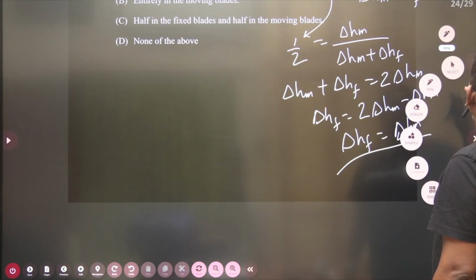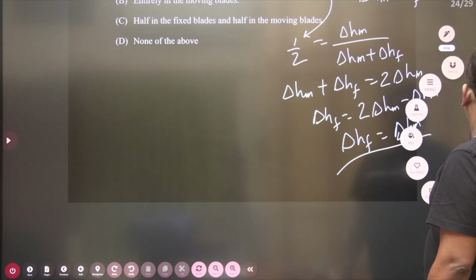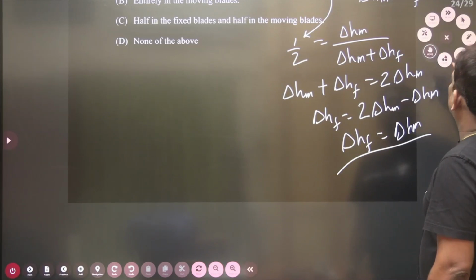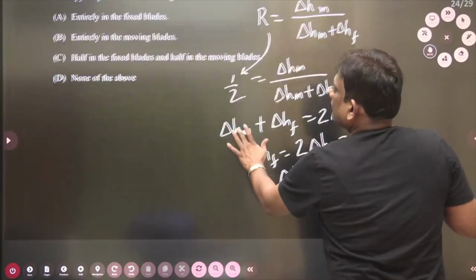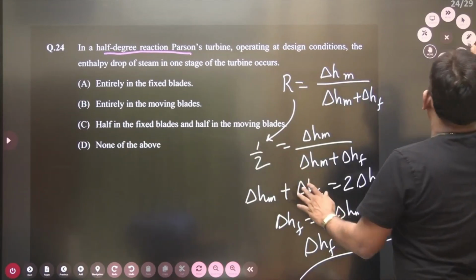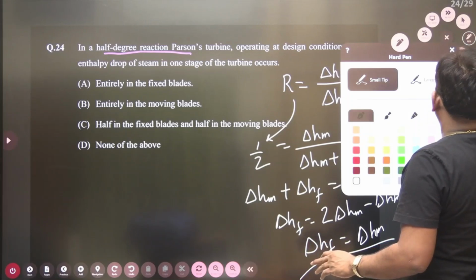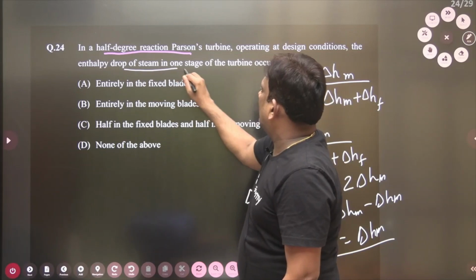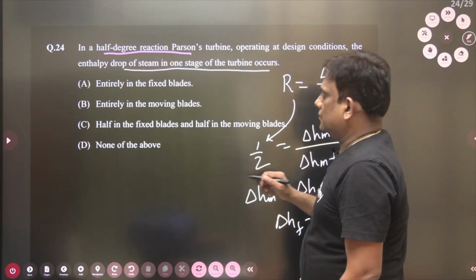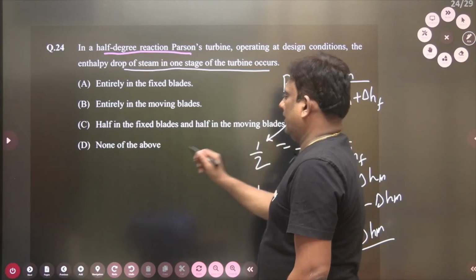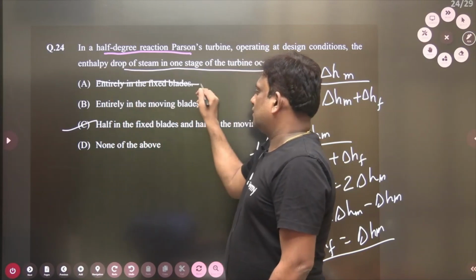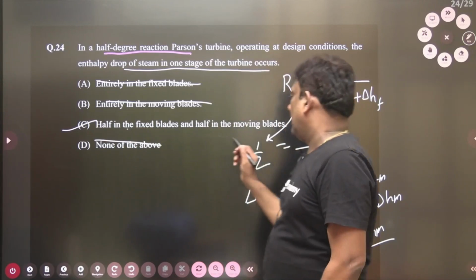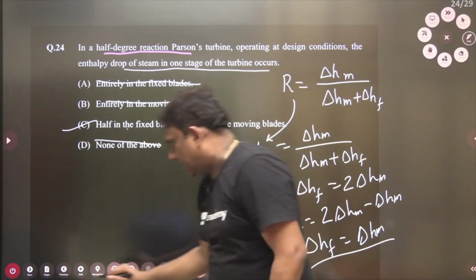So the enthalpy drop in one stage occurs half in fixed, half in moving. So it is correct. Entirely in the fixed blades is wrong. Entirely in moving is wrong. None of the above. So half in fixed, half in moving blades. So C is the right answer.